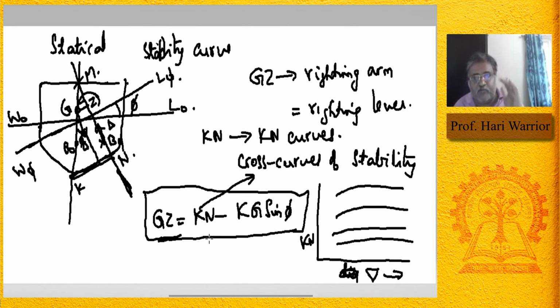Just remember that word in the back of your mind always: cross curves of stability. They are known as the cross curves of stability, and it can be got from this KG sin phi. We are going to do a bit of that kind of mathematics probably in the next chapter or the one after that. For the time being, you just use this.